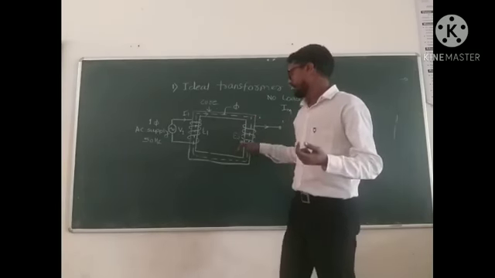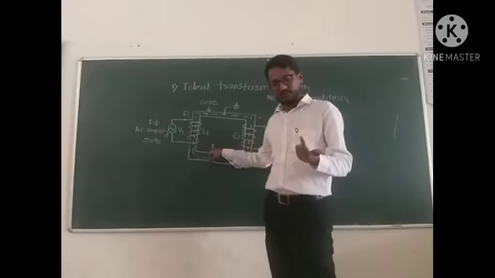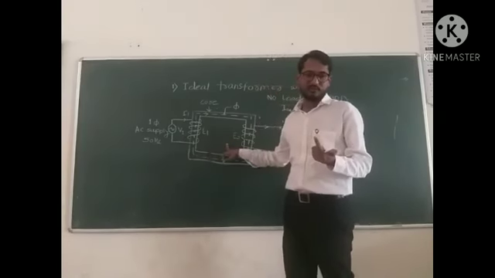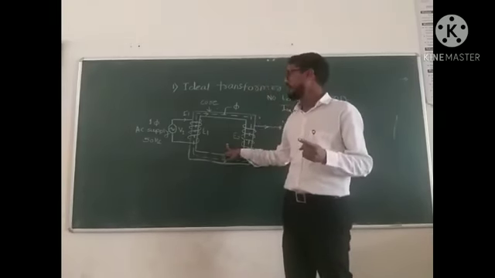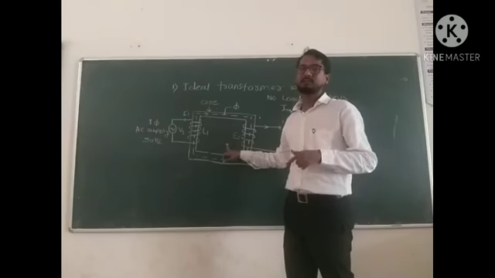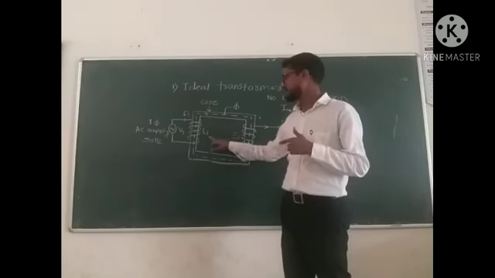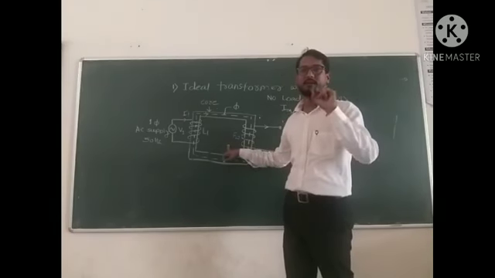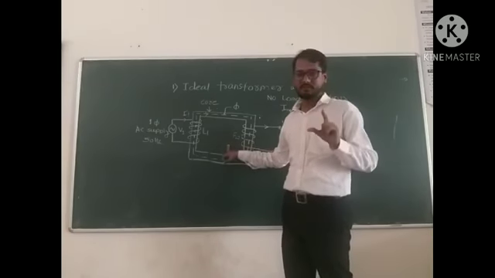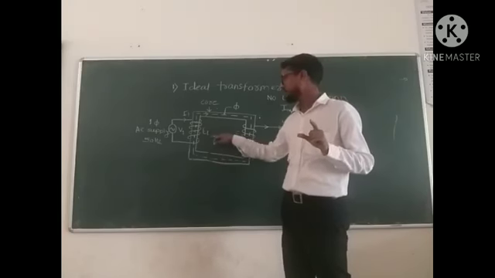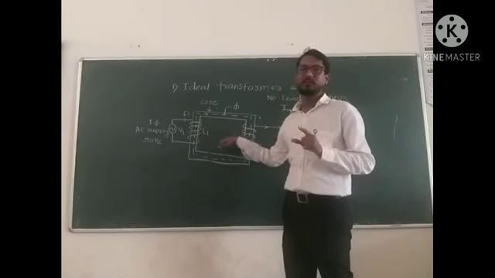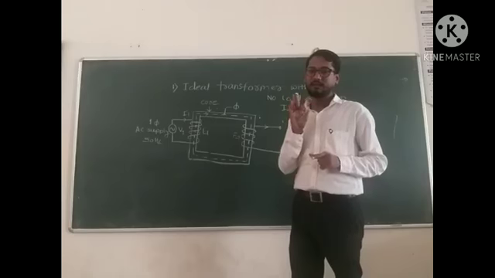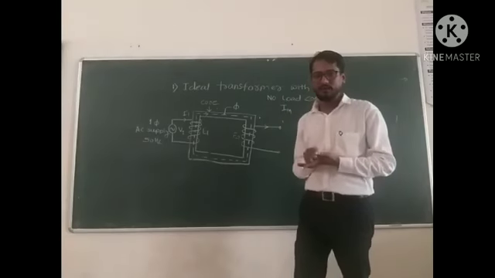So the resistance of both the windings is always equal to 0, and if the resistance of both the windings is 0, the winding becomes purely inductive in nature. That means the nature of both the windings is purely inductive.